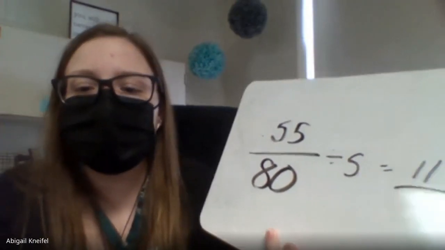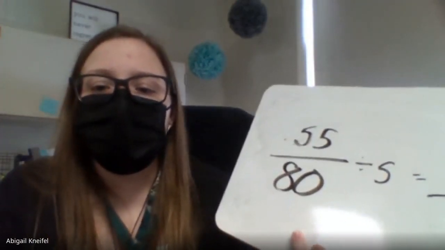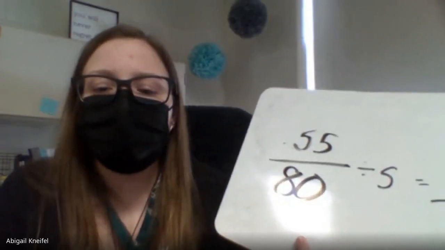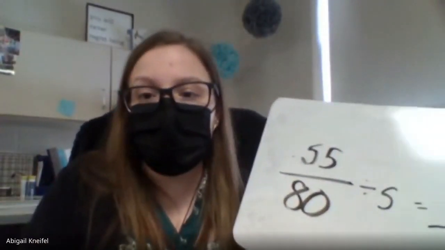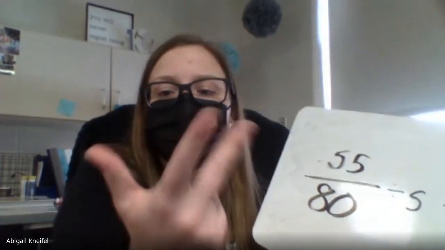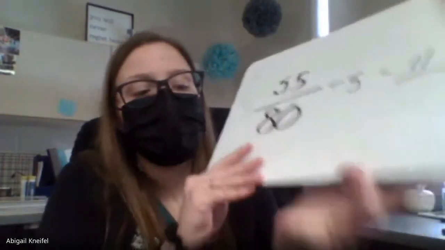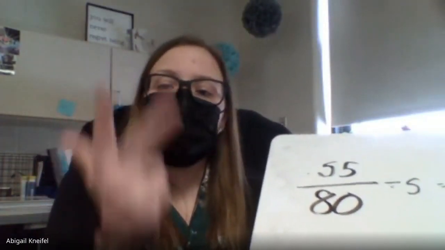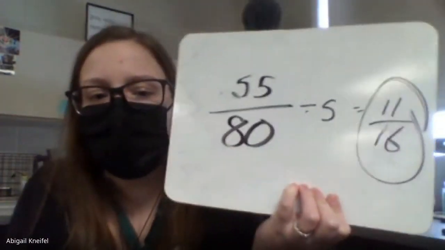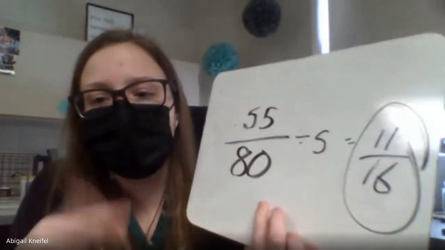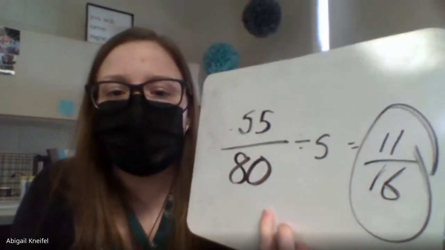Okay, Jaden, I want you to look at yours. If 80 is bigger than 55, you definitely need a bigger number than 11 for your bottom one. You can literally count by fives. 5, 10, 15, 20, 25, 30, 35, 40, 45, 50, 55, that's 11. 60, 65, 70, 75, 80. It is 16. Your answer should be 11 over 16. If we divide by 5, we can't get any smaller than that.